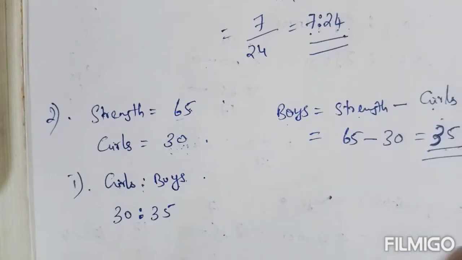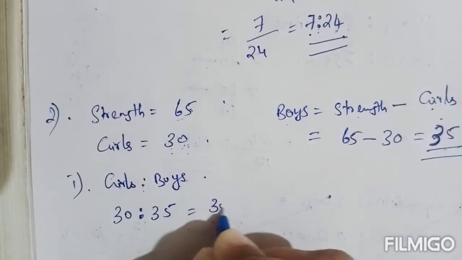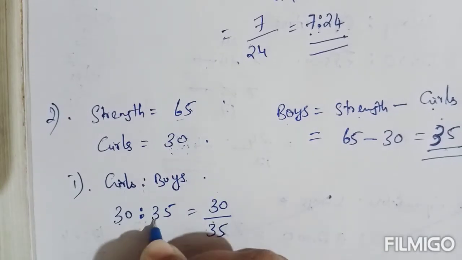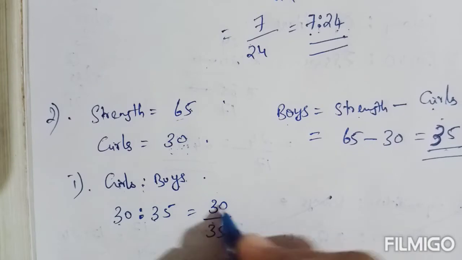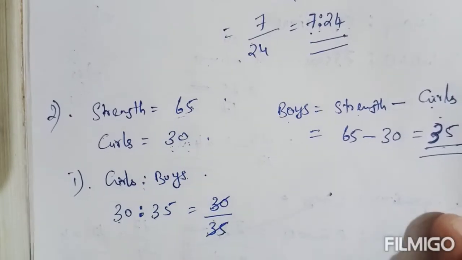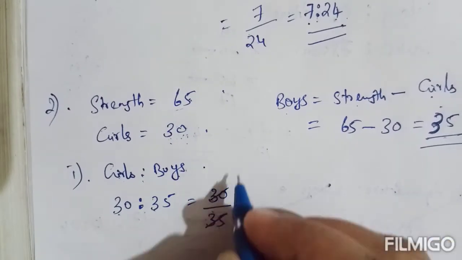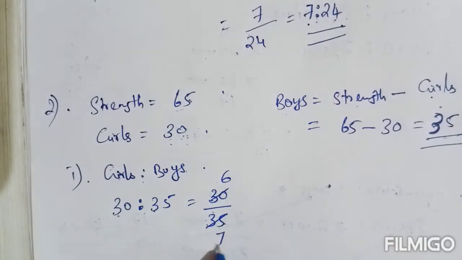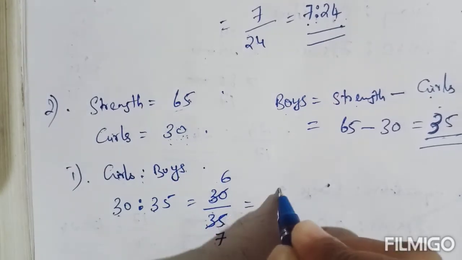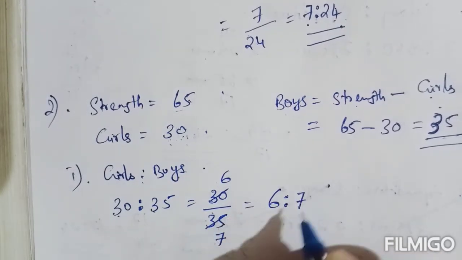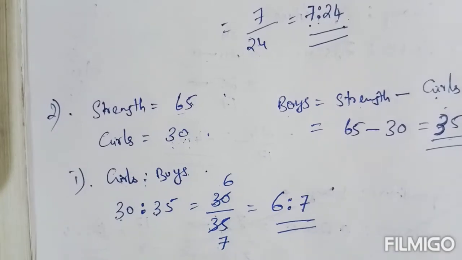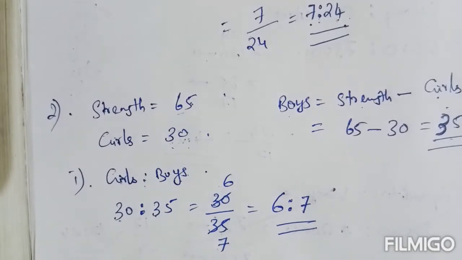30 is to 35. We can write it as 30 by 35. A is to B, we can write it as A by B. Now we can reduce this. Both will go in 5. Here it will be 6, here it will be 7. Okay, so 6 by 7, we can write it as 6 is to 7. So the girls to boys ratio is 6 is to 7.